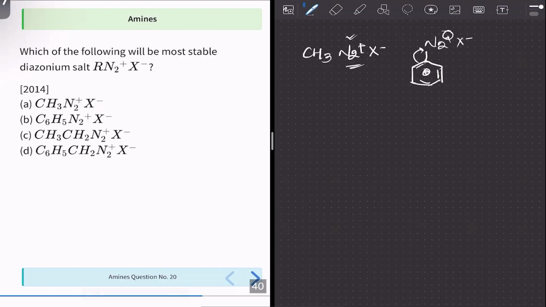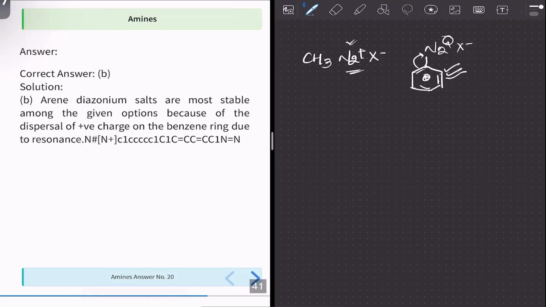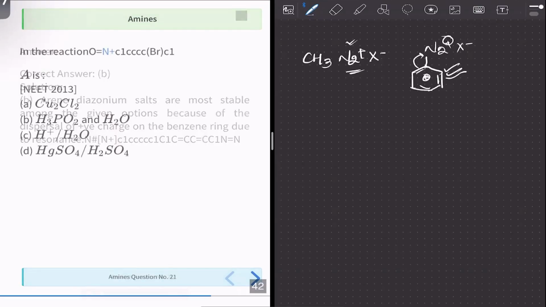CH3 CH2 N2 plus also has an alkyl group present, so it is also stabilizing, but not more than this. C6H5 CH2 N2 plus is a benzyl group, and it won't resonate or conjugate with the N2 plus group. So it will also be a wrong answer, or it will be unstable. So the only stable compound here is B, that is C6H5 N2 plus X minus. Arene diazonium salts are more stable among the given options because of the dispersal of positive charge on the benzene ring due to resonance.